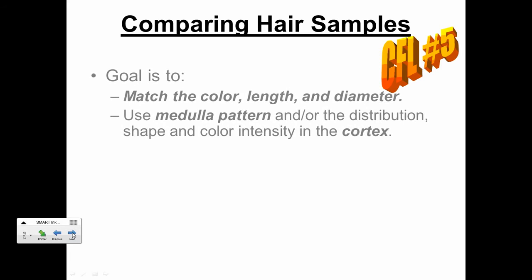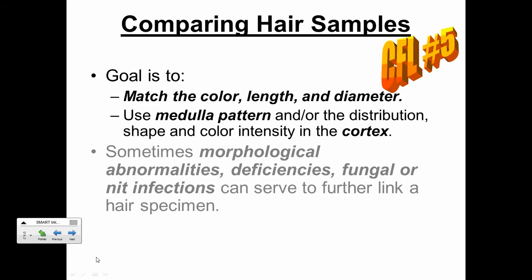I think that makes sense based upon all the conversations we've had. So when we look at these and we make these comparisons, we're looking at the color, the length, the diameter, the medulla patterns, and the distribution of the pigments in the cortex, and what we're really looking for is what are things that are similar between these. Other things that can help us, morphological abnormalities. That is a big, nasty term. What does it mean?